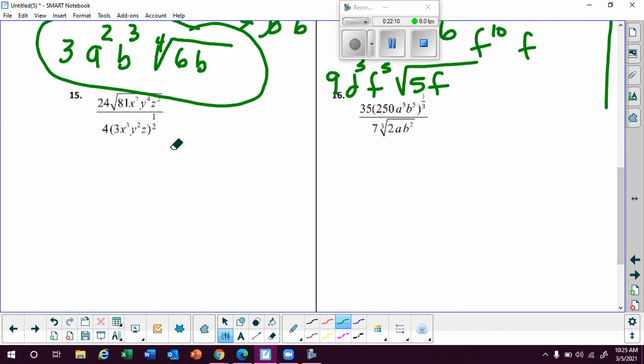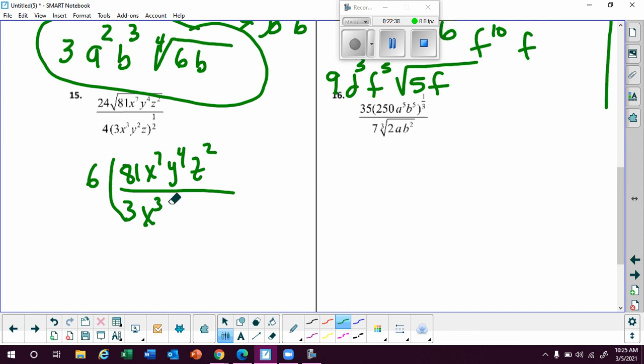All right, so we got another one. So I can easily divide the outside. 24 divided by 4 is 6. Right? And everything else, I can write as 81 x to the power of 7, y to the power of 4, z squared, over 3x cubed, y squared, 1z, and then it's to the 1/2. So whatever is inside the parentheses can be simplified.